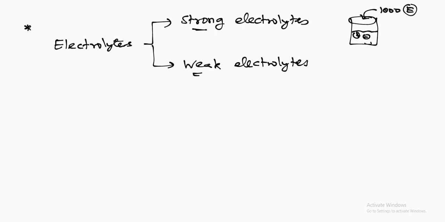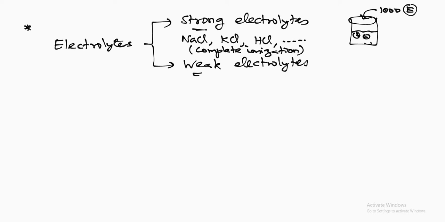There are plenty of examples available for strong electrolytes. Sodium chloride is a strong electrolyte, potassium chloride, hydrogen chloride, many examples are there. These are all examples of strong electrolytes. They readily undergo ionization. Complete ionization takes place. A strong electrolyte undergoes complete ionization. Complete ionization means if I put 1000 molecules, all 1000 molecules dissociate and become ions.